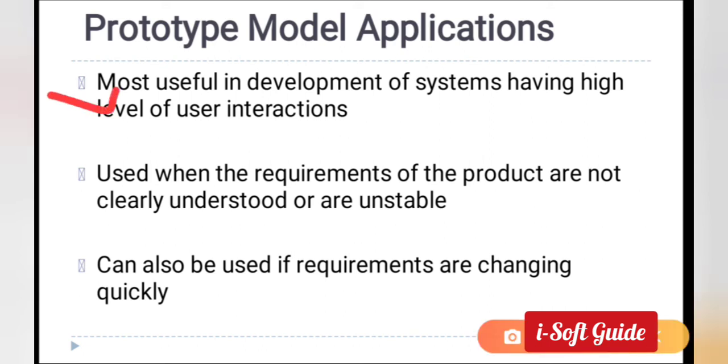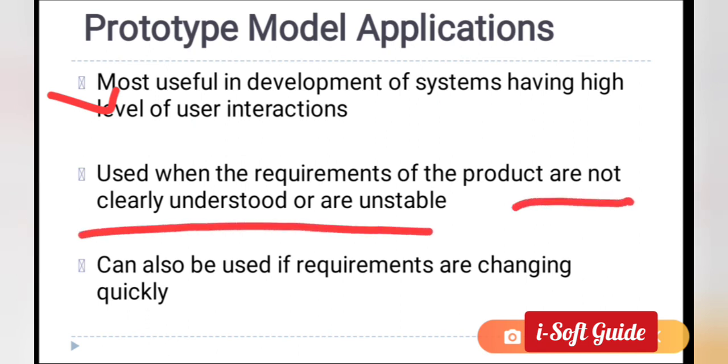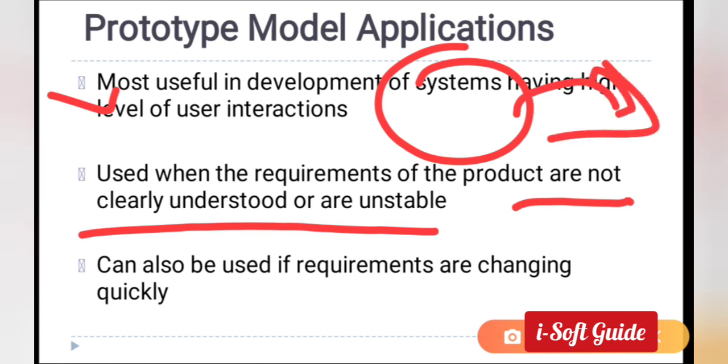Next, it is used when requirements of the product are not clearly understood or are unstable. Means when we don't have all the requirements at the start, we have to start the development. So first we will develop a small prototype and then we will work on that prototype to convert it into the final product.